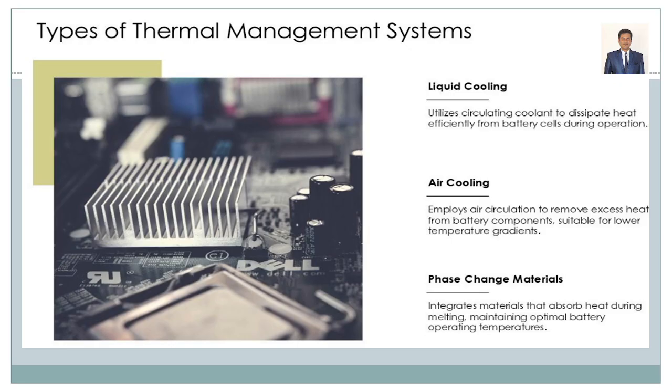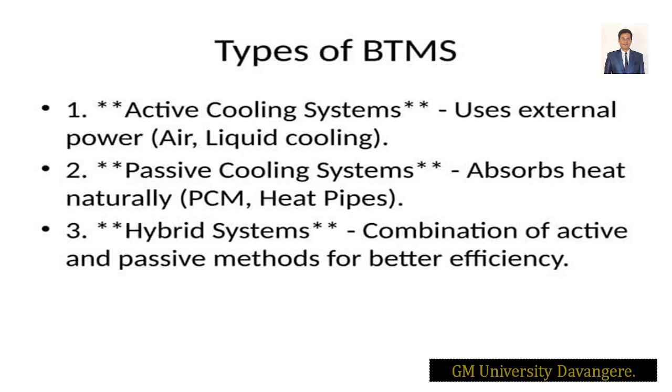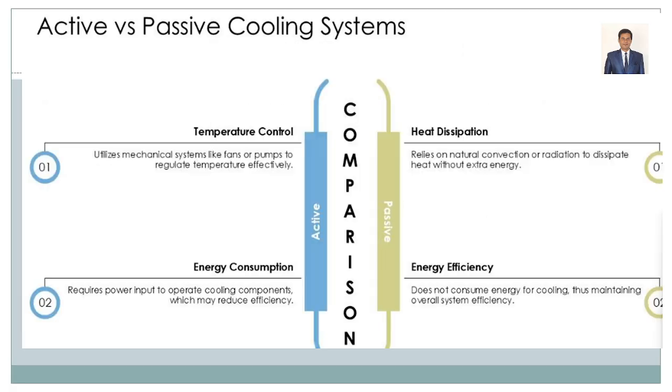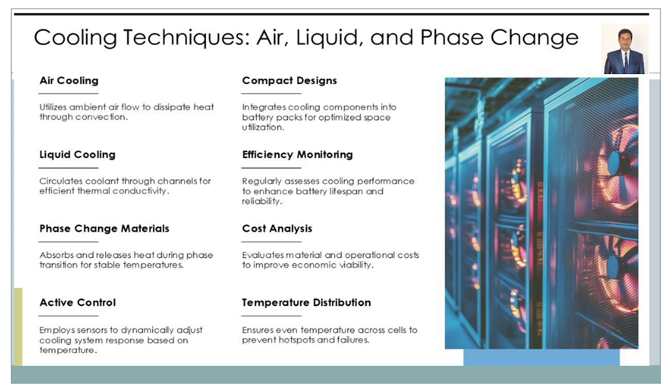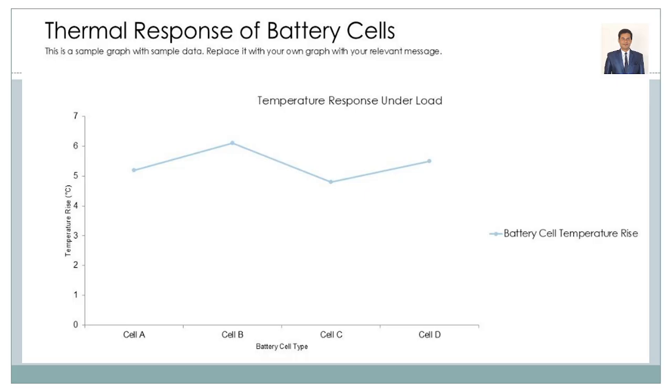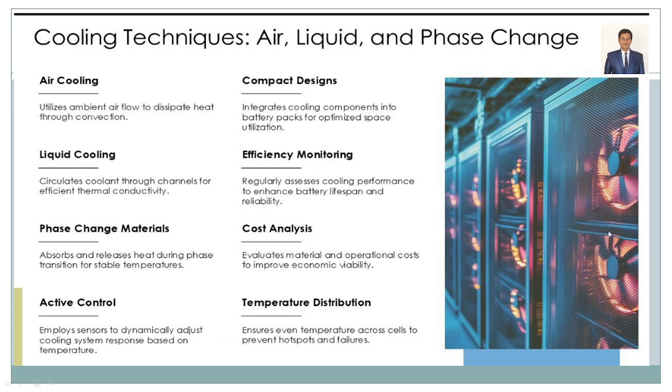We have liquid and air cooling, and we have PCM material, right? Types of BTMS: active cooling, passive cooling, and hybrid cooling. In active and passive cooling, we have temperature control, heat dissipation, and energy efficiency. These are the different cooling techniques: air cooling, liquid cooling, and phase change material cooling. You can see a fan fitted; especially in the grid, they make use of this technology for cooling the batteries in HVDC stations.